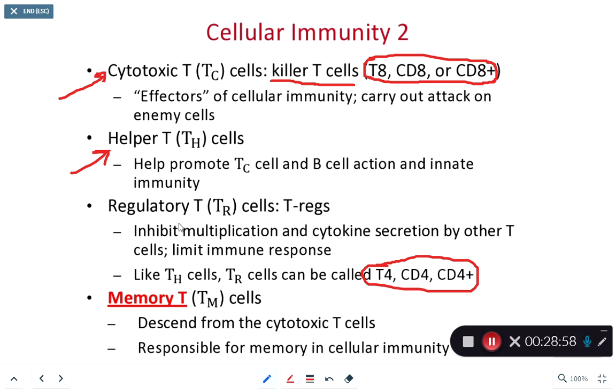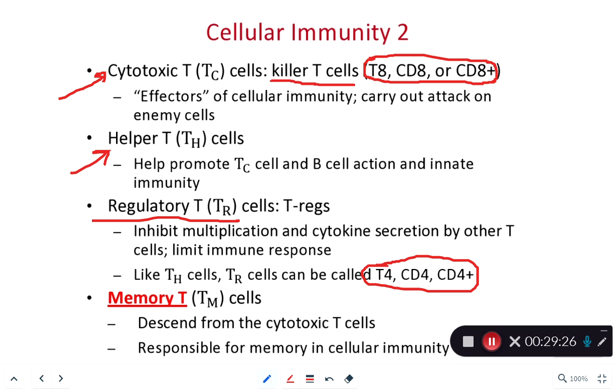We also have regulatory T cells. Regulatory T cells are important because they help to down-regulate the response of our T lymphocytes. If we have too many cytotoxic T cells floating around in our bodies, those cytotoxic T cells eventually will start looking for something to kill and will eventually start destroying off our own human cells.